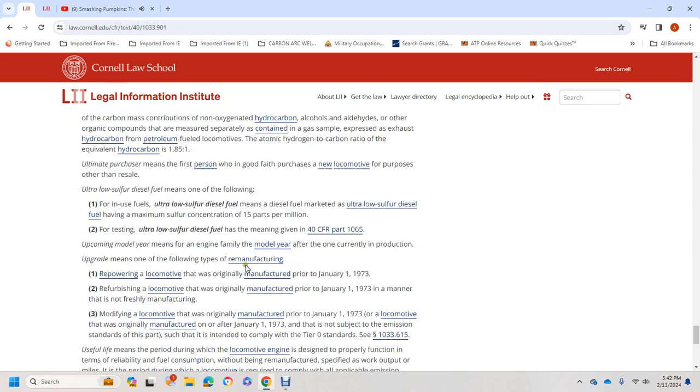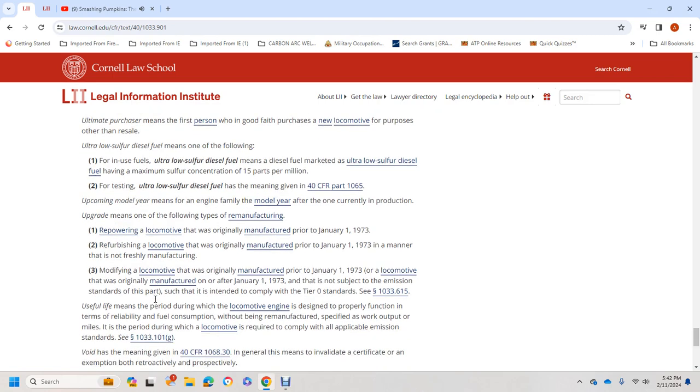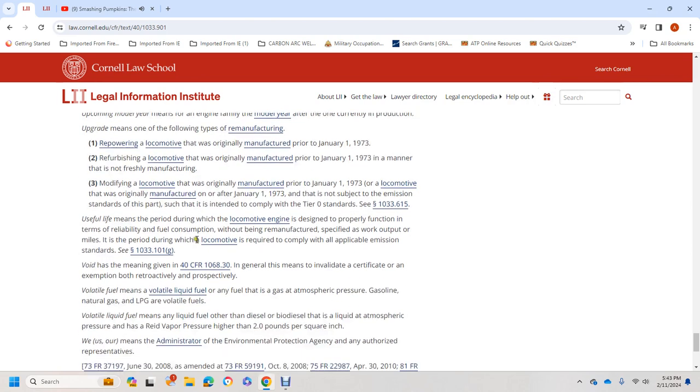Upgrade means one of the following: one, remanufacturing or repowering a locomotive originally manufactured prior to January 1st, 1973; two, refurbishing a locomotive originally manufactured prior to January 1st, 1973, or all remanufactures not freshly manufactured; three, modifying a locomotive originally manufactured prior to January 1st, 1973. A locomotive originally manufactured after January 1st, 1973 is not subject to emission standards. So for this part, this is for the intent to comply with the Tier 0 standards, Part 1033.615.